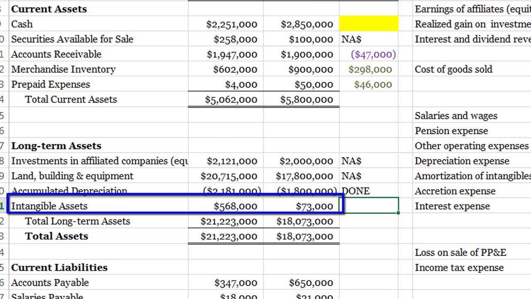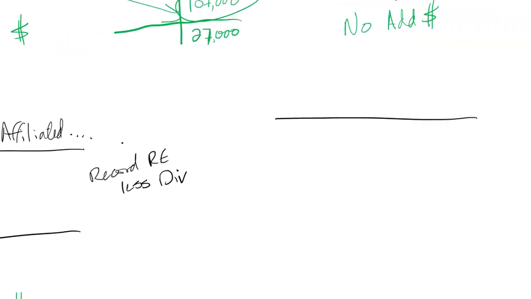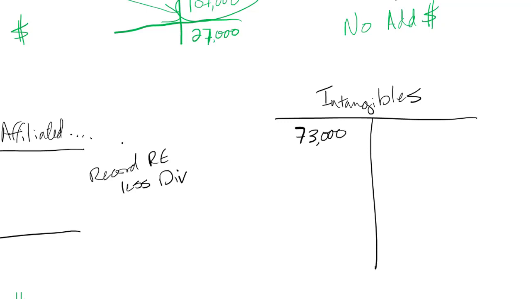Next is intangible assets. We start at 73,000. We end at 568. Intangibles. We started at 73. We ended at 568. Now the question is, have we done anything with intangibles?